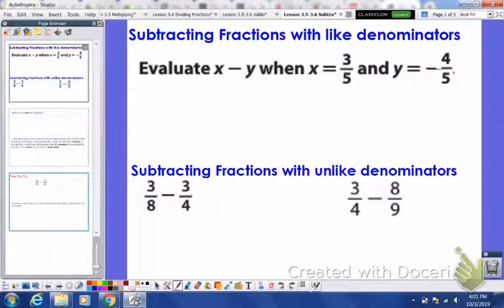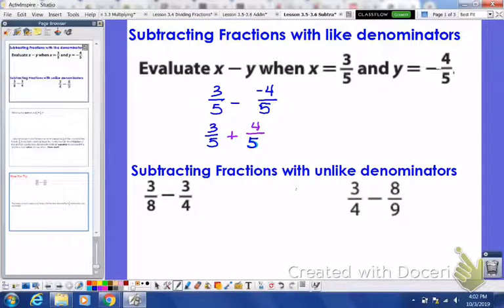So x minus y. Show our substitution first. So 3/5 minus a -4/5. Think about this just like we did our integers. Instead of subtracting on this one, I want to add the opposite. So we are adding instead of subtracting, and our 4 was negative, now it's positive.